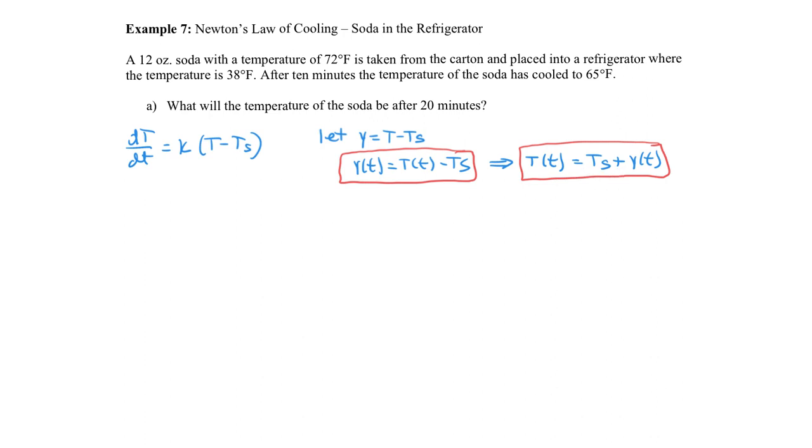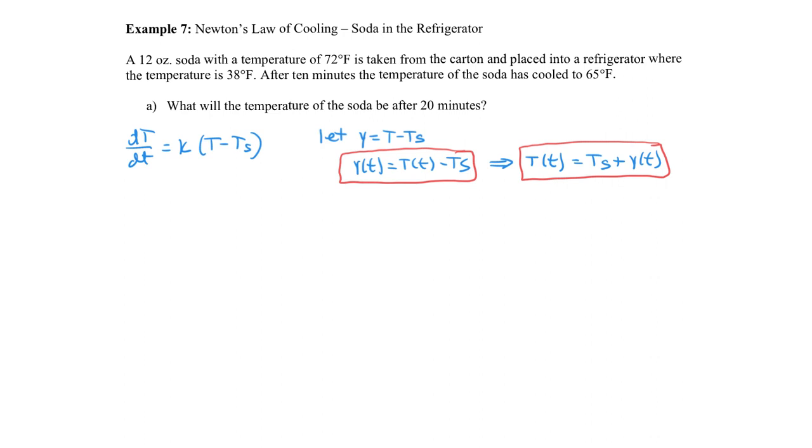So when you start this problem, we need to look at the initial temperature. So we've got this 12-ounce soda. Initially, it had a temperature of 72 degrees Fahrenheit, right? And then we place it into the refrigerator, and then it says after 10 minutes, the temperature of the soda has cooled to 65 degrees. So we've got our initial temperature at time 0. Then we've got our temperature 10 minutes later, 65 degrees. And this is the temperature of the surroundings, right? The refrigerator has a constant temperature of 38 degrees. So let's write these down.